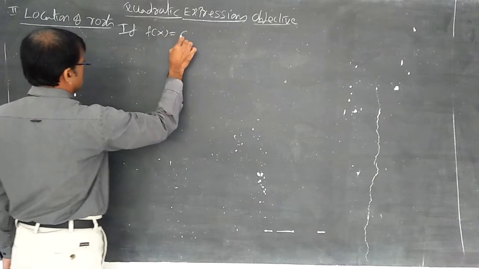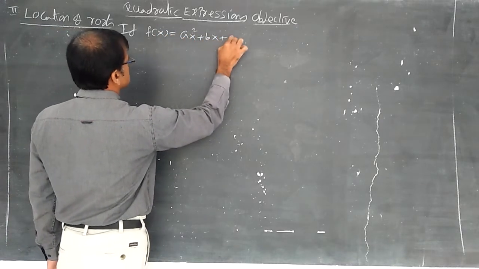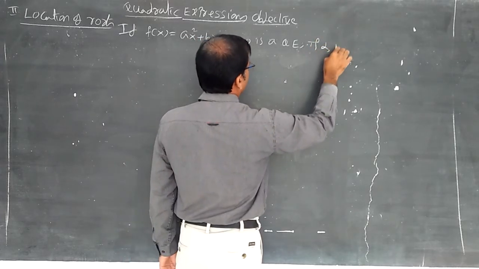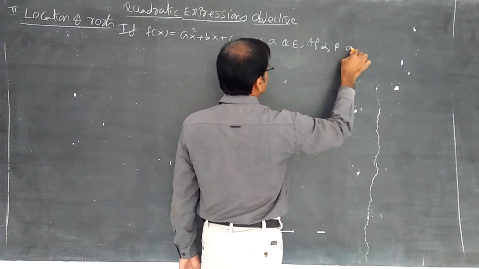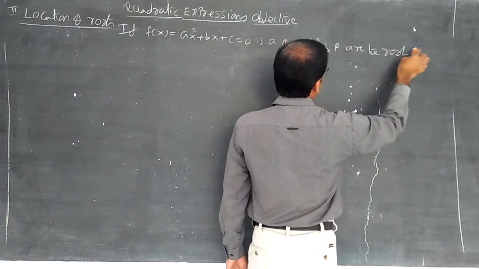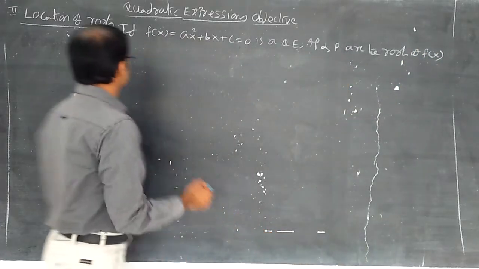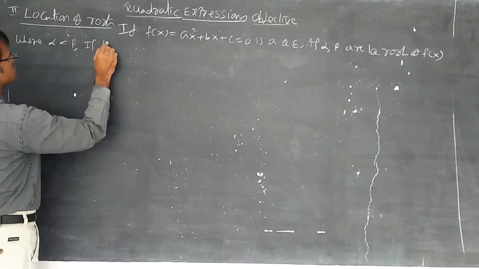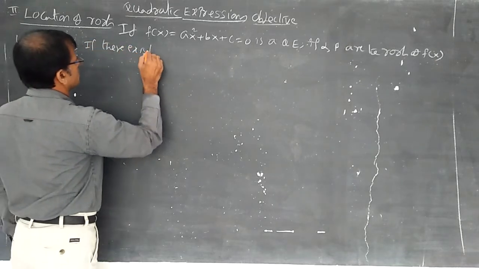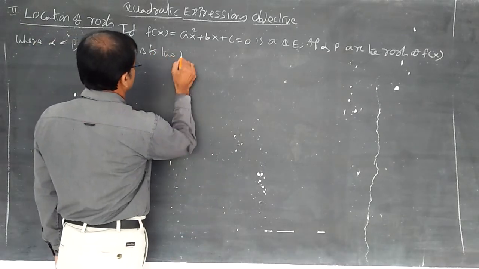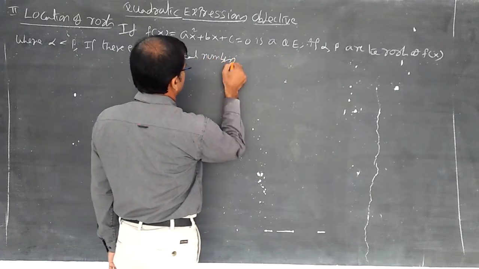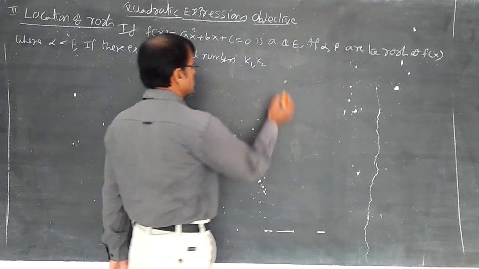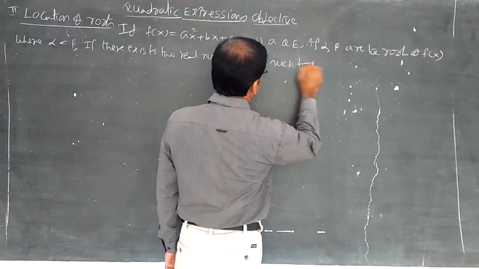If f of x equals ax square plus bx plus c equal to 0 is a quadratic equation, and alpha, beta are the roots of f of x, where alpha less than beta, if there exist two real numbers k1, k2, such that among them cases are there.